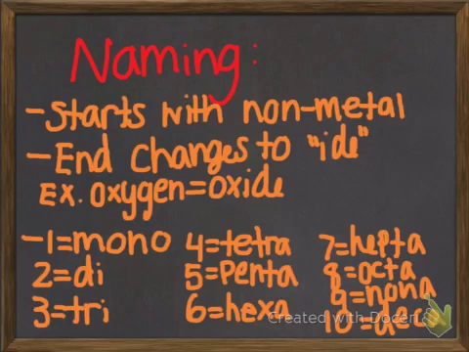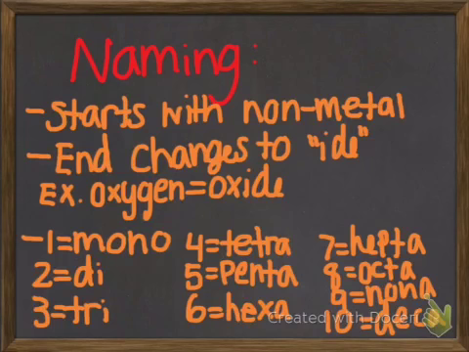And lastly, depending on how many of each element there is, you have to change the beginning of the name of the element to what it corresponds with below. The exception is if the first element in the compound only has one, there's only one of them, then you don't have to change it to mono. But for the rest, if you have two of the element, it would change to di, 3 changes to tri, 4 changes to tetra, 5 changes to penta, 6 changes to hexa, 7 changes to hepta, 8 changes to octa, 9 is nona, and 10 is deca.